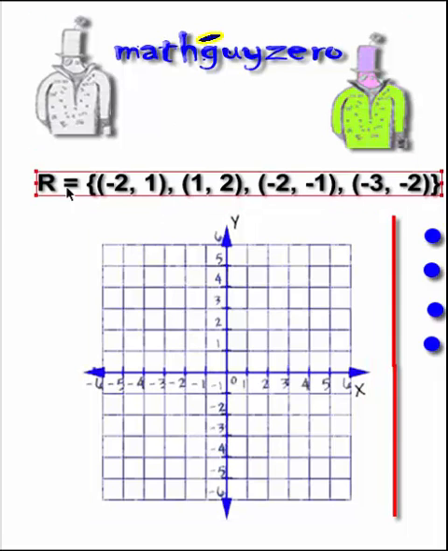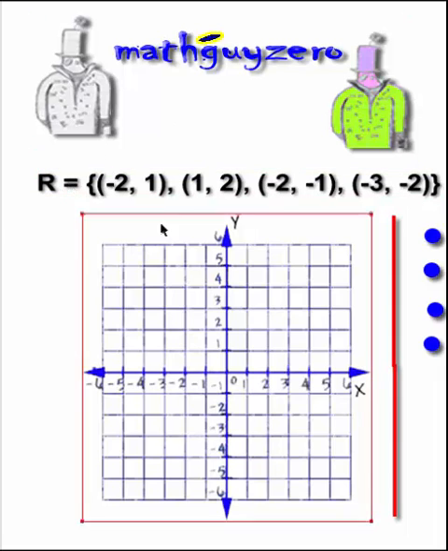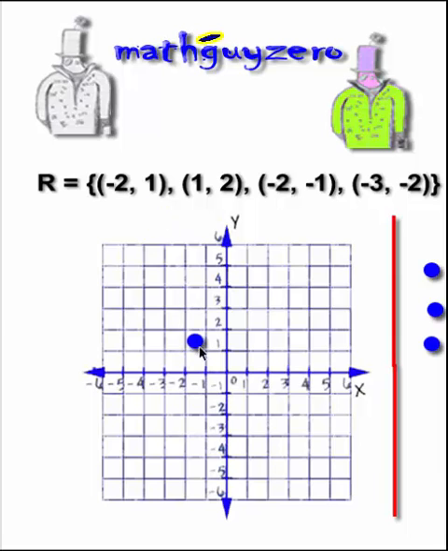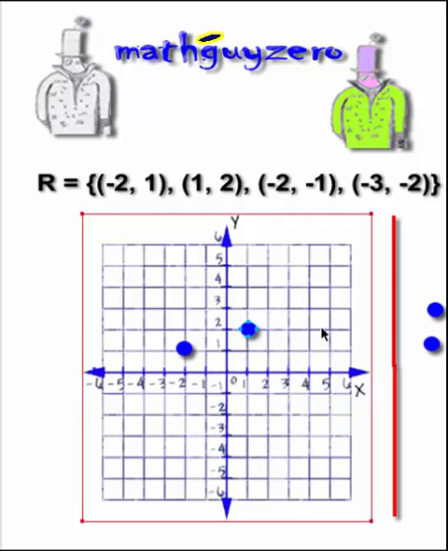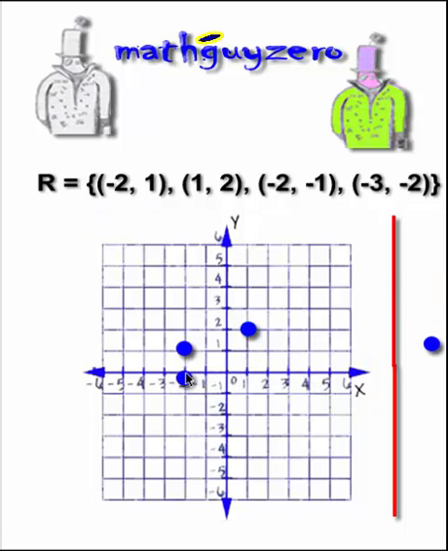Here's a different set, different relation, different numbers. So let's go ahead and plug these in. Negative 2, comma 1 again. 1, comma 2. Negative 2, negative 1. There's a problem right there. You can see that. Negative 3, comma, negative 2. Yeah, so this fails the vertical line test right here.